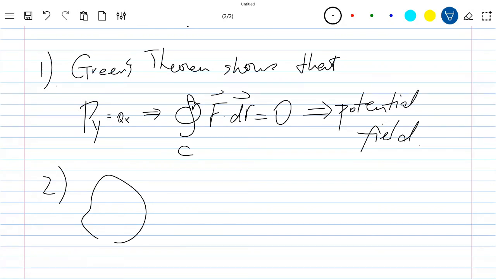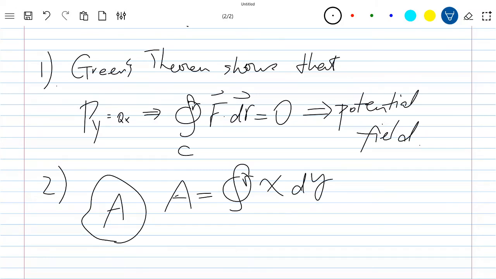Suppose I give you a domain, I give you a curve, I ask you what is the area. It turned out that you can just use the boundary curve to find the area. Here's the theorem. The area is just equal to the boundary integral in this simple form. You integrate x times dy over a counterclockwise direction. And why is that? Let's look at our Green theorem.